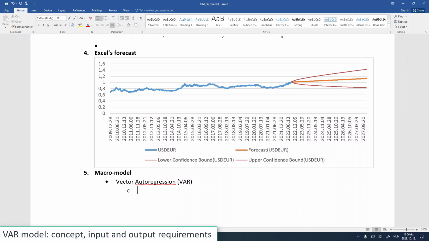But that's why we need some input requirements, some special inputs, and also we have to define the outputs. So what are the input requirements? First of all, we have to use differences. Differenced data. So it means that we have to take the difference between the t minus t minus 1 states. It's quite simple.